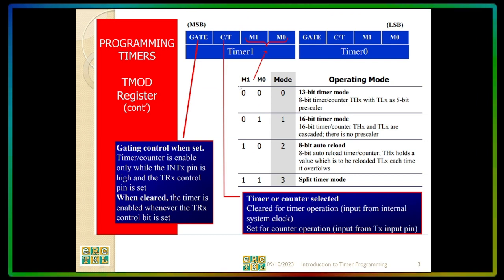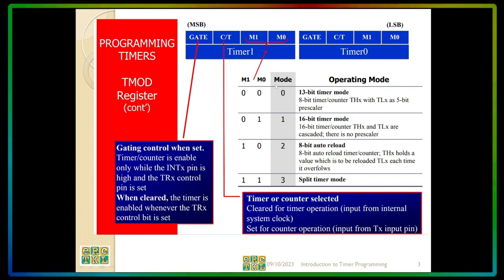The TMOD register is composed of gate, C or T, M1, M0. And again, this is for timer 1. We also have another gate, another C or T, and M1 and M0 bits. This belongs to timer 0. On the right side we have the least significant bit, and on the left side we have the most significant bit. This is timer 1, and on the right, this is timer 0.